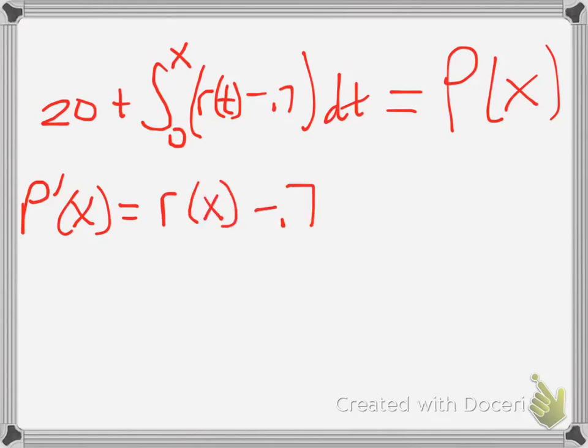Because remember, the derivative of 20 is 0, and the derivative of the integral just means we're going to replace t with x and cancel the integral. Derivative of the integral are going to cancel with each other. That's more fundamental theorem, ladies and gentlemen. It's going to be all over the place.